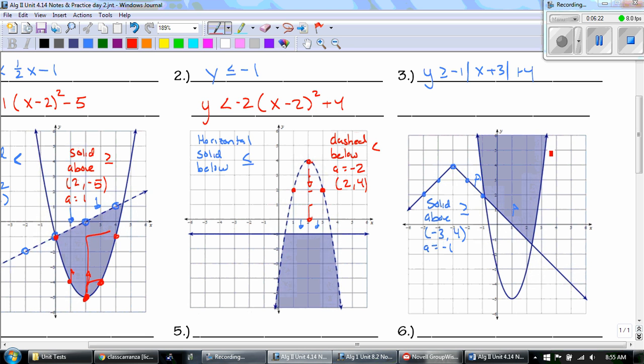Okay, and then looking at our quadratic, the parabola, it is also closed, and we shaded above. So closed and above is the greater than or equal to. Our vertex is at 1, -5, and then our pattern is the 2 pattern. So we have y is greater than or equal to 2 parentheses x minus 1 squared minus 5. Okay?